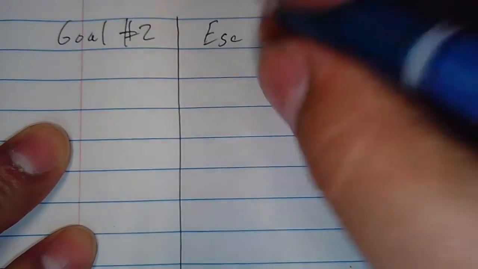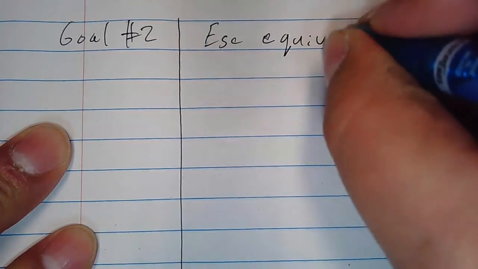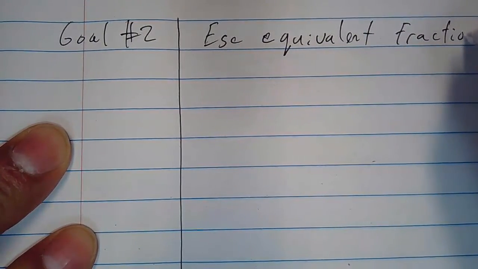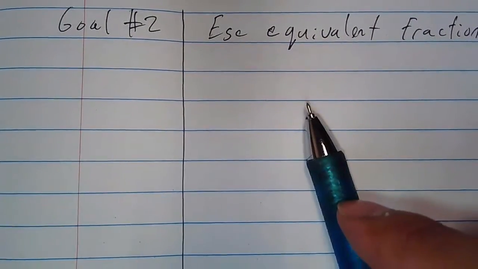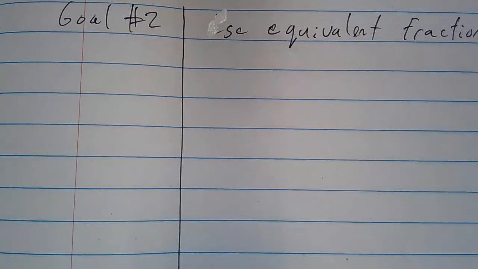Okay, I don't know why I wrote essay. I don't know what I'm thinking. But I'll change it right now, don't worry. Use equivalent fractions. And this is why you do things in pencil. Yay! So, I could restart, but I'm not going to do that. I'll let it dry and I'll fix it later. You're going to use equivalent fractions.